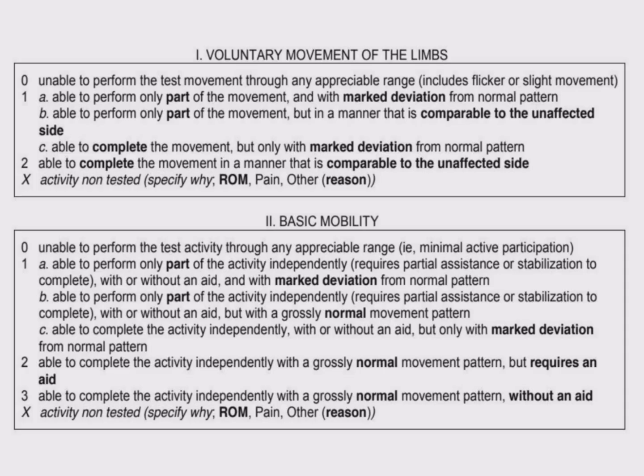A score of 1C is given if the patient is able to complete the activity independently, with or without an aid, but only with marked deviation from normal pattern. A score of 2 is given if the patient is able to complete the activity independently with a grossly normal movement pattern but requires an aid. A score of 3 is given if the patient is able to complete the activity independently with a grossly normal movement pattern without an aid. Give a cross if the activity is not tested and specify the reason.